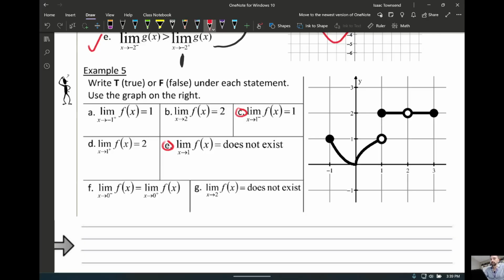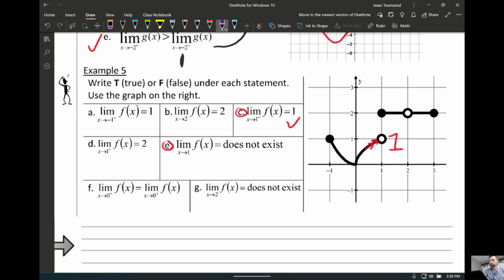Okay, so 1 from the left. So here's x equals 1. From the left, you would need to pick an x value slightly less than 1. Get closer and closer. It looks like it's approaching a y value of 1. So that looks fine. Okay, I thought a different number in my head, sorry. No, that's not a problem.